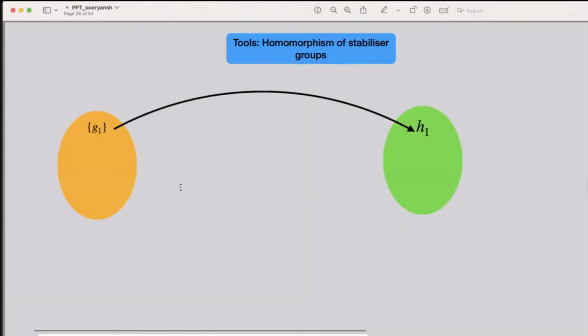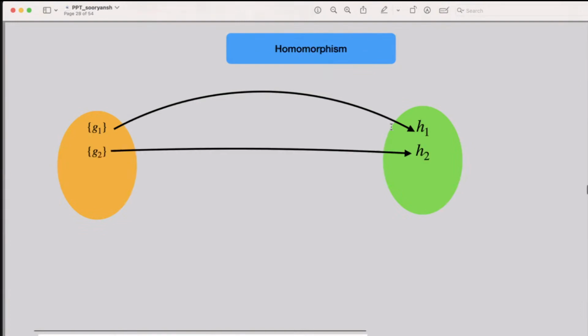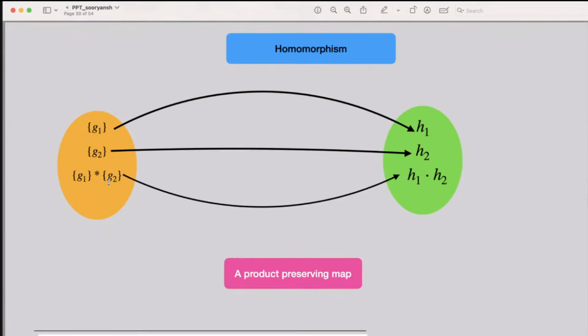So, what is homomorphism? Homomorphism is any product preserving map between two groups. For example, on the left hand side, if we have one group, let us assume that G1 is represented collectively as a set, and this maps to H1 under some map, and G2 maps to H2. Then the mapping will be called a homomorphic map if G1 star G2 maps to H1 dot H2, where this dot is the group multiplication in the group on the right hand side, and star is the group multiplication on the left hand side.